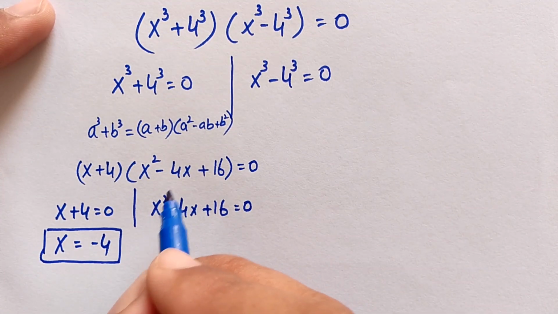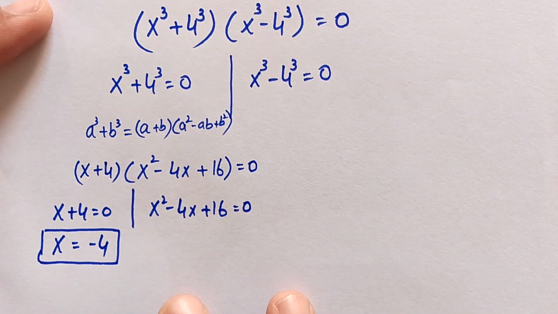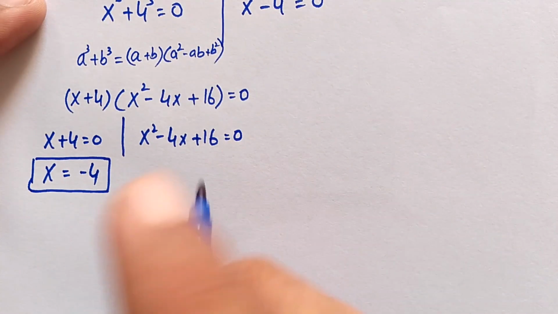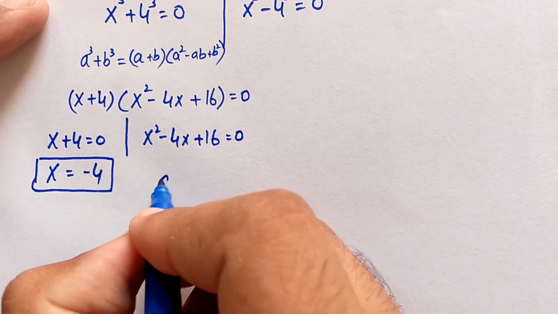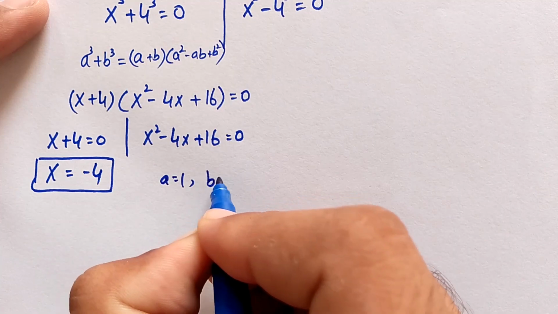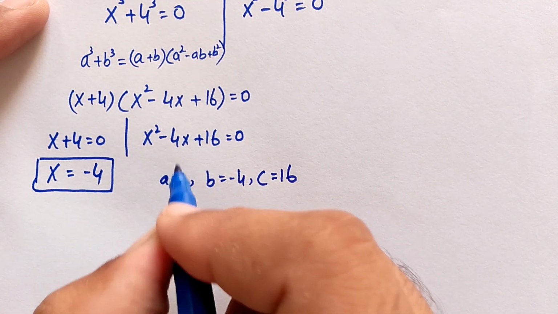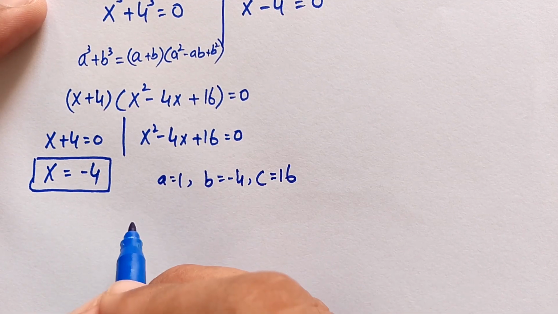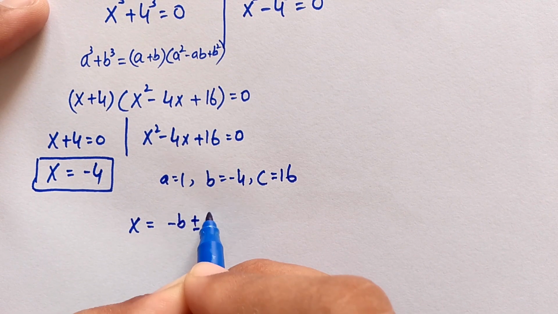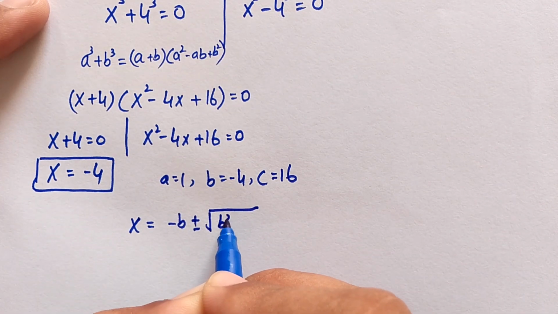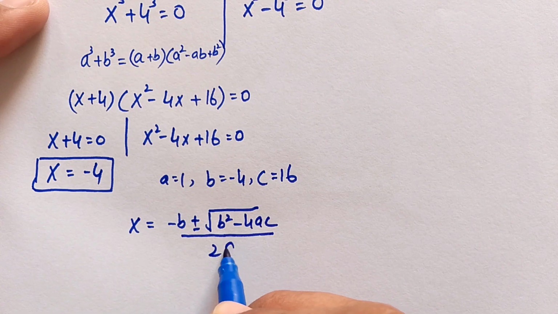Now we have to solve this. To solve this case, we have to use the quadratic formula. So here we know that a is equal to 1, b is equal to minus 4, and c is equal to 16. Now we write the quadratic formula, which is x is equal to minus b plus minus square root of b square minus 4ac divided by 2a.